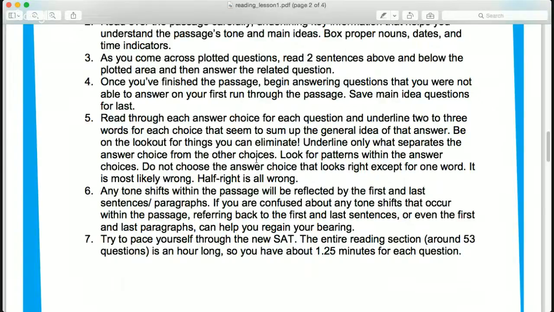6. Any tone shifts within the passage will be reflected by the first and last sentences or paragraphs. If you are confused by any tone shifts that occur within the passage, referring back to the first and last sentences or even the first and last paragraphs can help you regain your bearing.